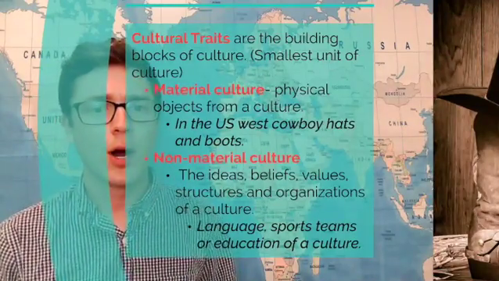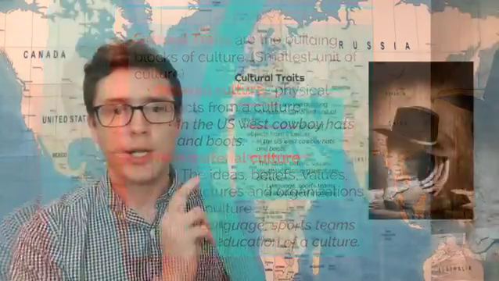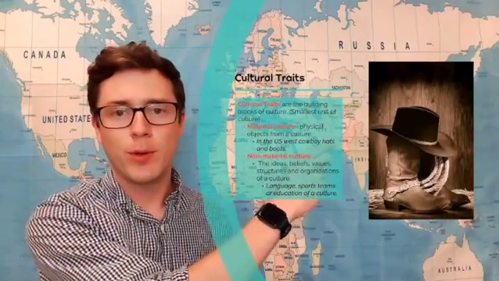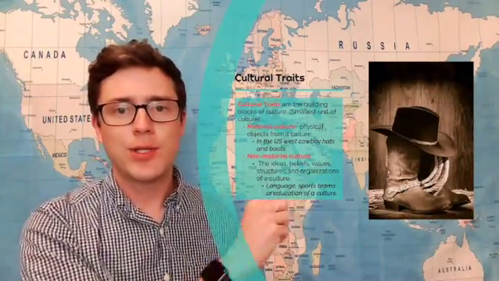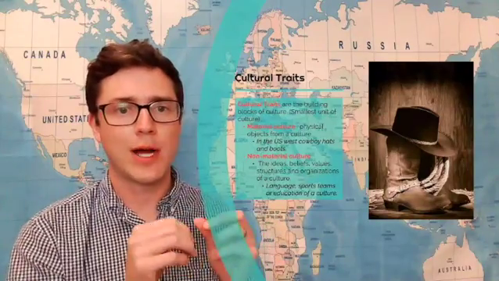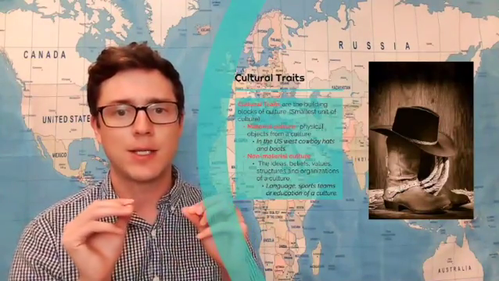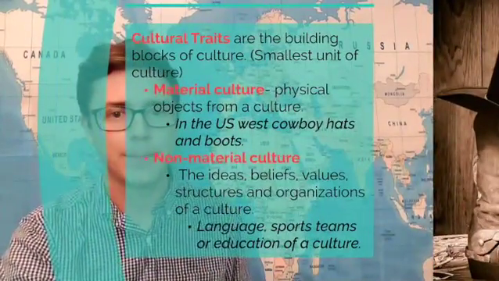Material culture are the physical objects from the culture. So you can see that here I've got cowboy boots and a hat. Those things are material culture from the U.S. West. Those are things that specifically call to that material culture of the society.